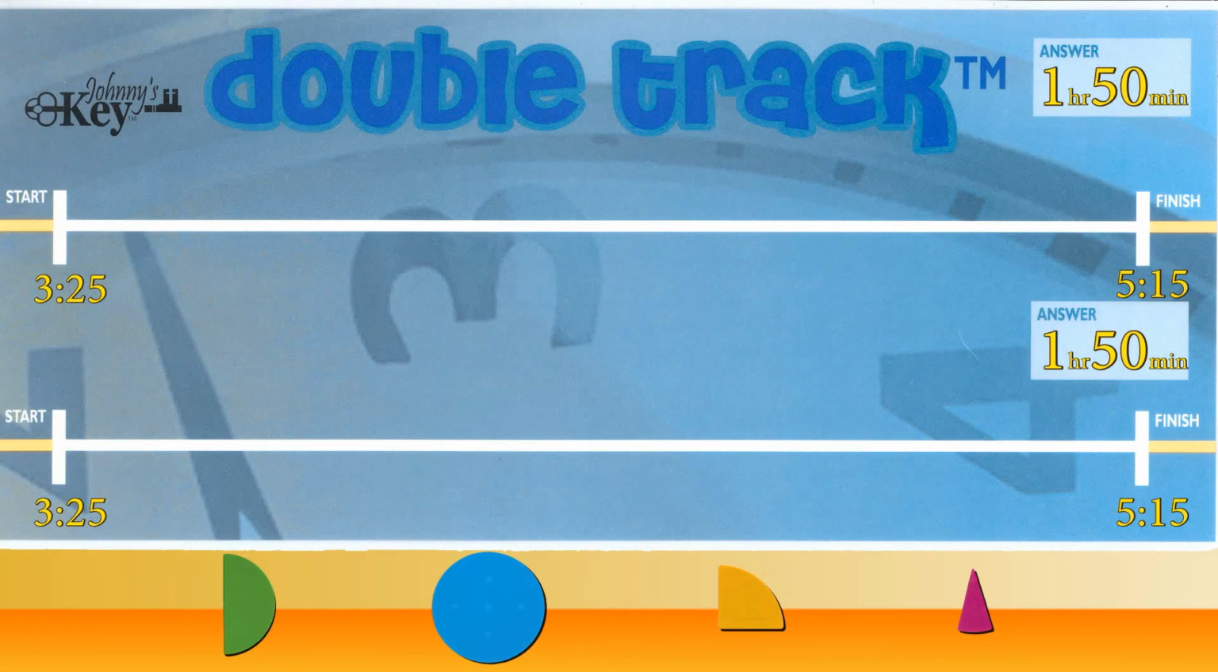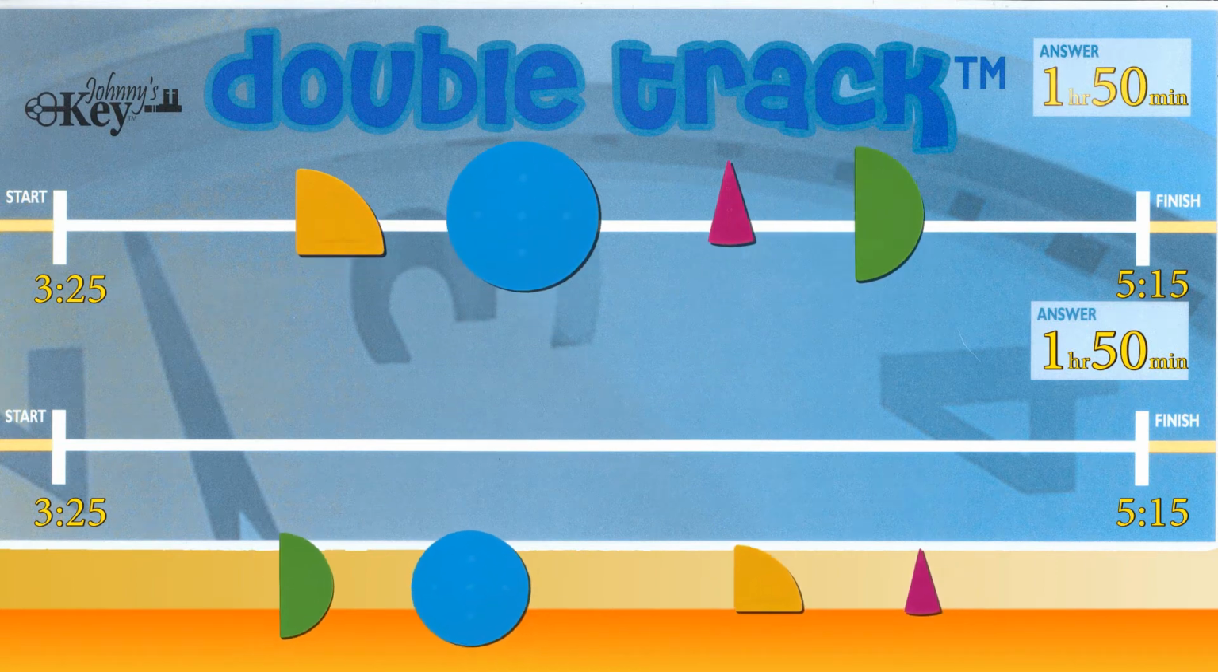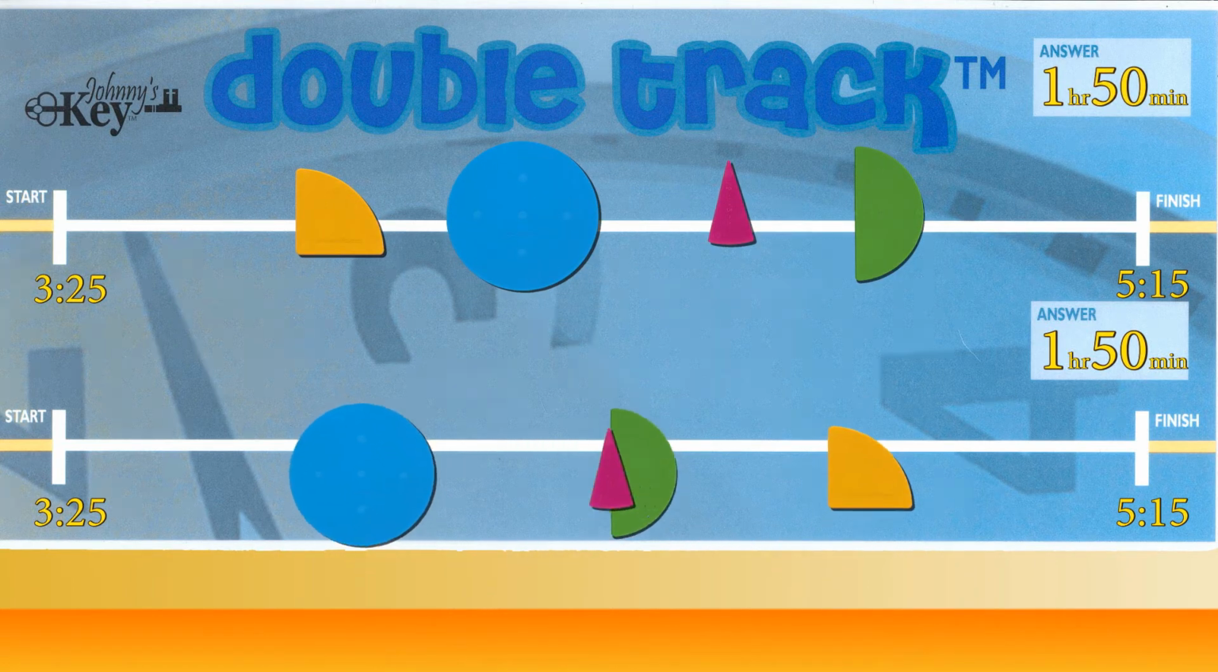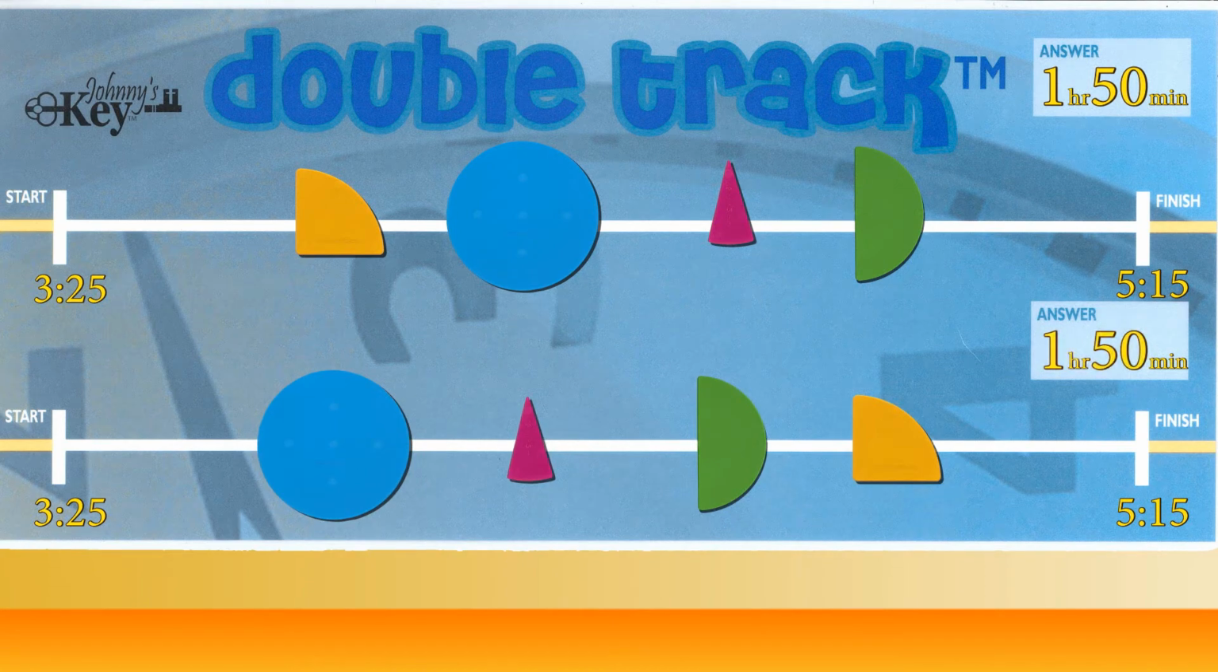The purpose of the double track is just that. I say to my students who seem to get done more quickly than others, show me 2 different ways to get your answer.